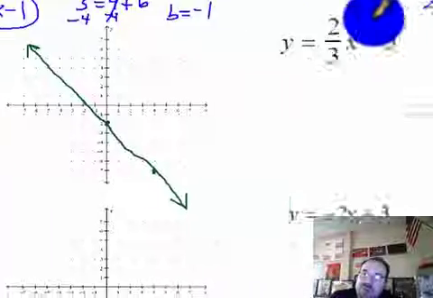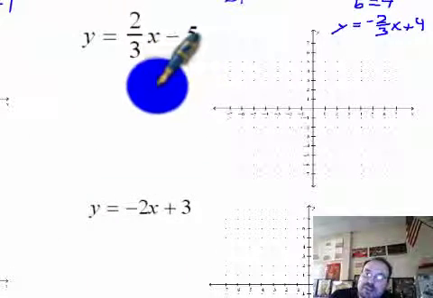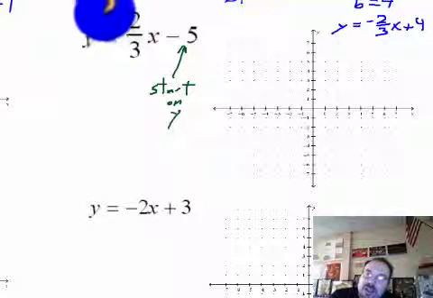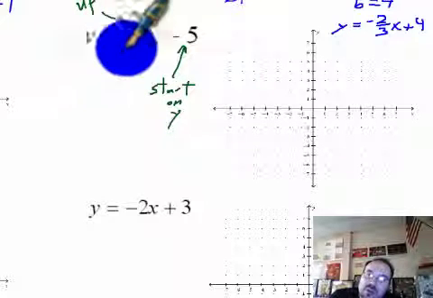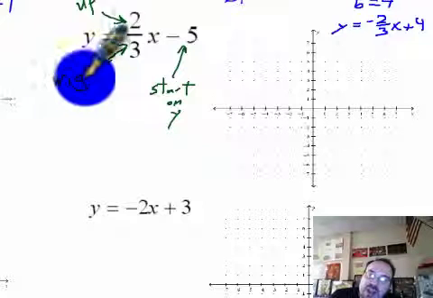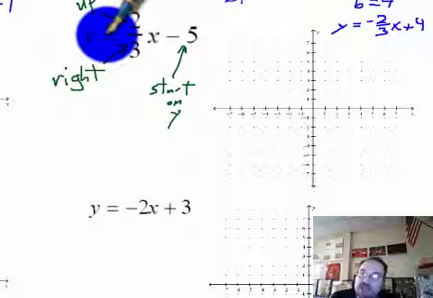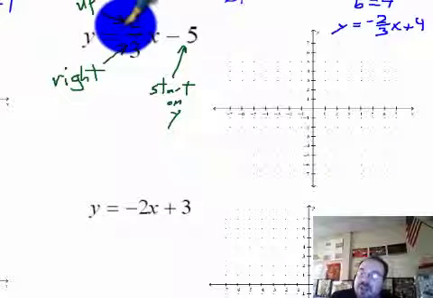Okay, so let's look at the next one. I'm going to start on y at negative 5, and I'm going to go up 2 and right 3. And this time I will go up because there's no negative sign. In the other problem there was a negative sign, so I always put it on the top and I move down.